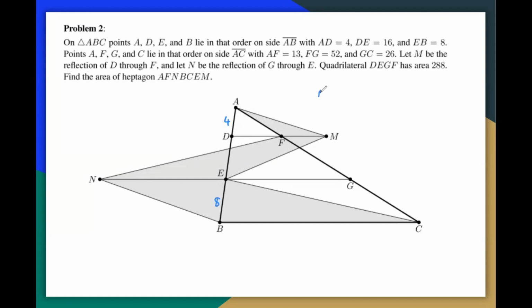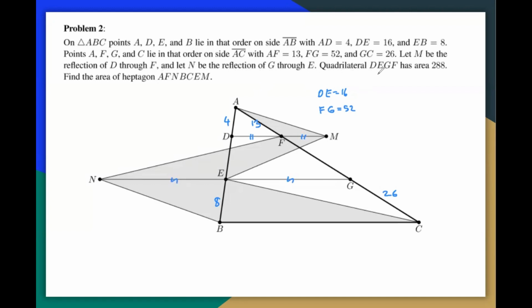And then DE, like 16. And AF is 13, so this is 13. FG is 52, so this FG is 52. GC is 26, so this is 26. And M is the reflection of D through F, so M is right here. Reflection of D through F means that DF and FM are equal. And then N is the reflection of G through E, so basically the same sort of thing right here as well.